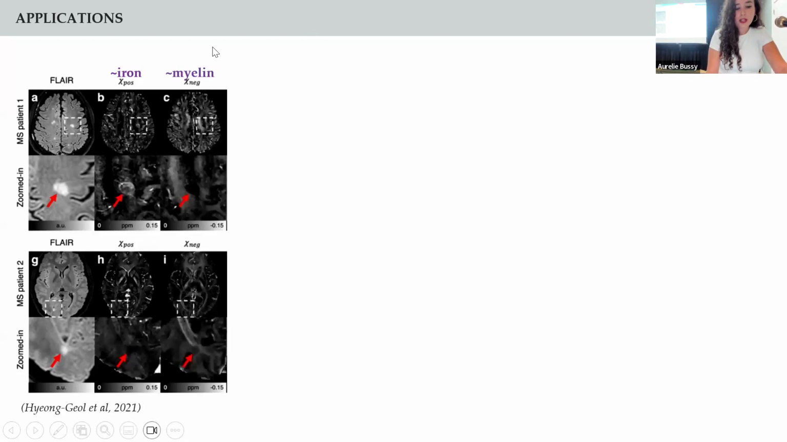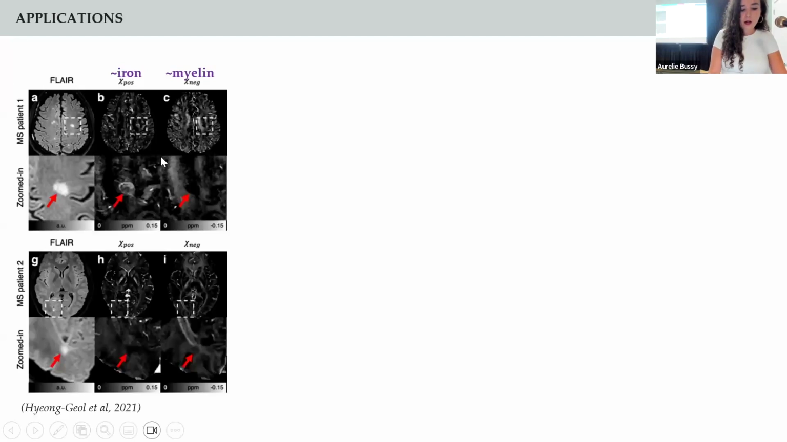And they looked at Chi negative as well, which is another QMRI metric that is sensitive to myelin. And of course, they demonstrated that in both lesions, there is demyelination, but that is kind of known already. But this difference of iron is pretty key, because if you think about clinicians, they want to know, can we do something about it? Can we treat this patient? Can we reverse the lesion somehow?